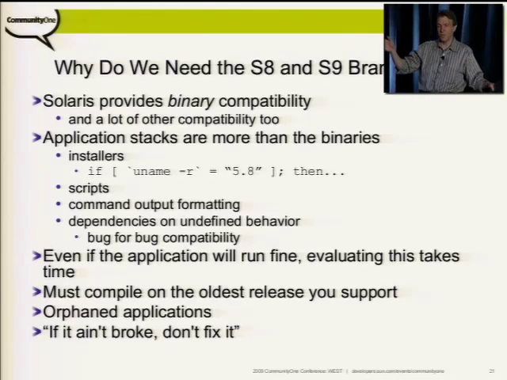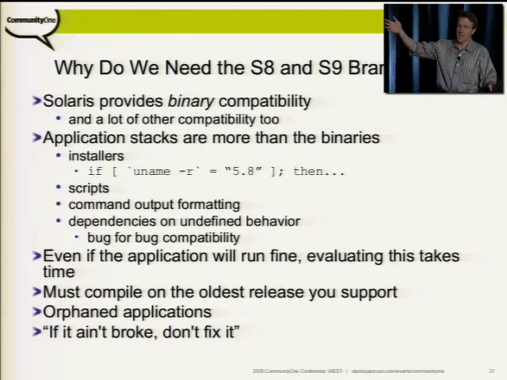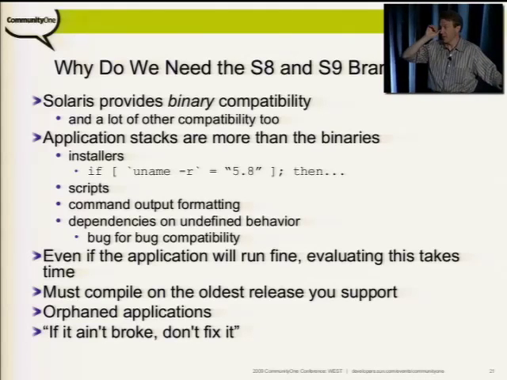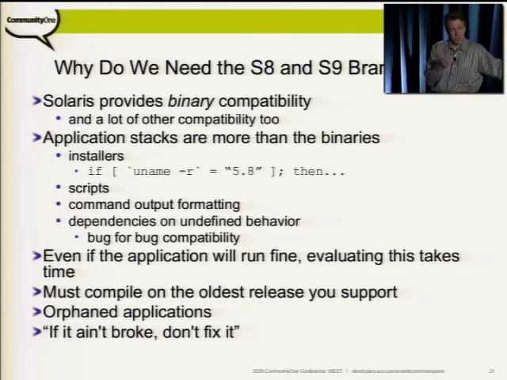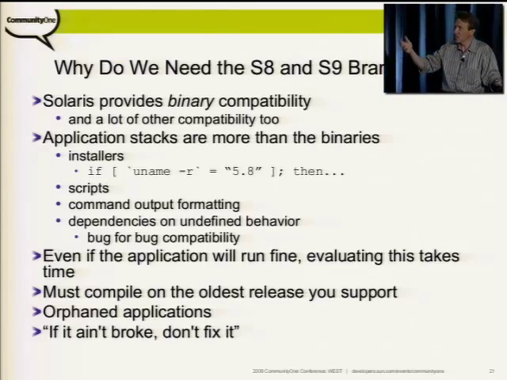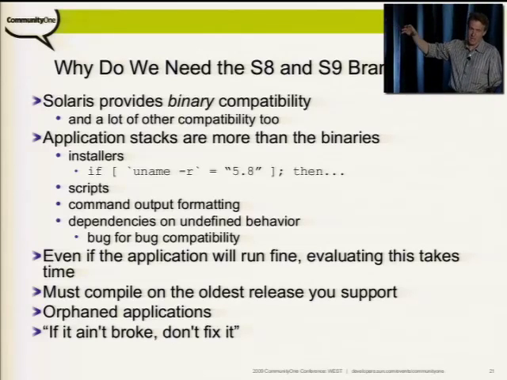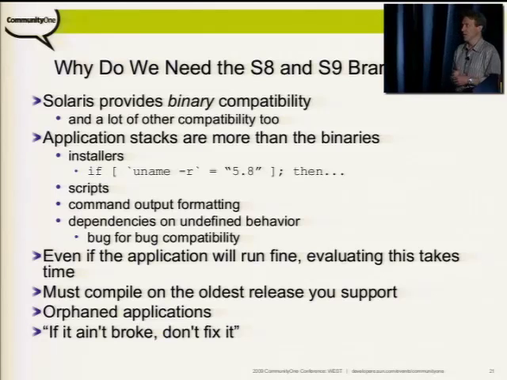Another reason you might want to use these brands is if you're actually building applications, you have to build on the oldest release you want to deploy on. So if you supported S8, let's say, although that's pretty old now, and you wanted to build your apps so they would run on S8 and later, you can't compile them on S10 because we don't support going backwards in time, only forwards. So since you have to compile on the oldest release, you could compile your apps in an S8 branded zone and then release them and make them available on S8 forward.